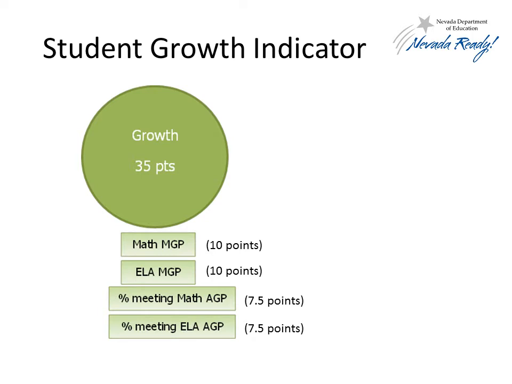For each school, the median SGP for mathematics and ELA are computed for all students for whom a growth calculation can be made. Similarly, the percentage of students who meet their AGP targets for each content area are determined for each school.